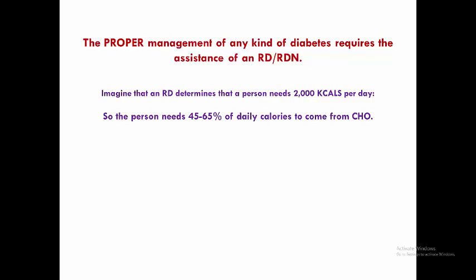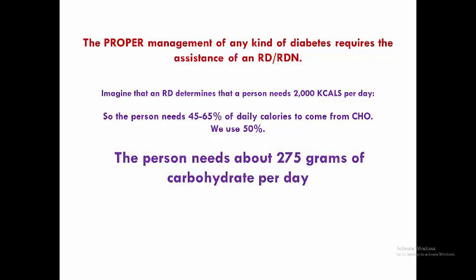Hence, this person needs a lot of carbohydrate to make sure the cells get the fuel they need. I usually am going to compromise. I'm going to probably go around 50%, not the low end, not the high end. I can tweak it down the road if I need to. So if I were to calculate that for 2,000 calories, that would tell me that the person needs about 275 grams of carbohydrate per day.